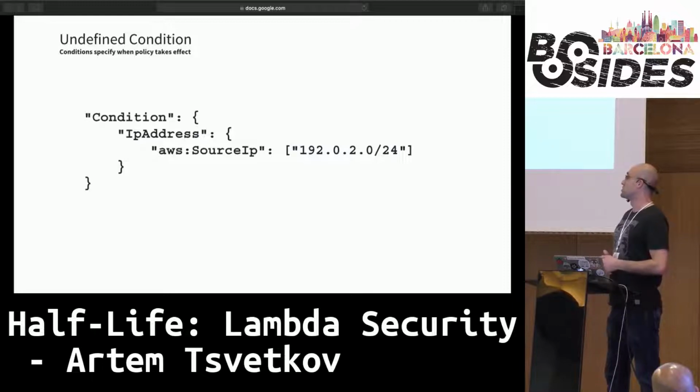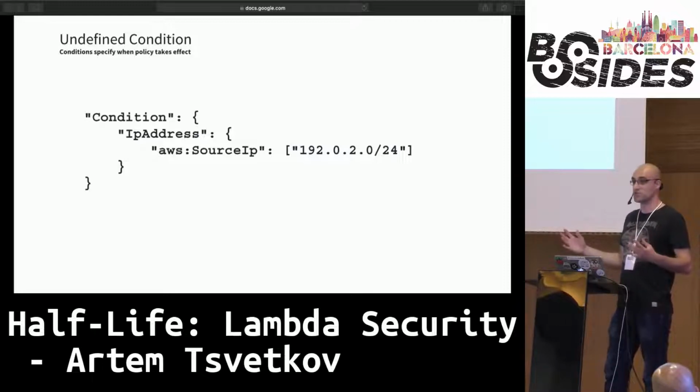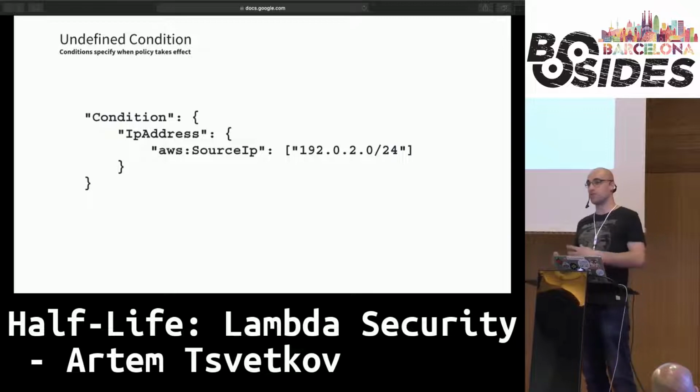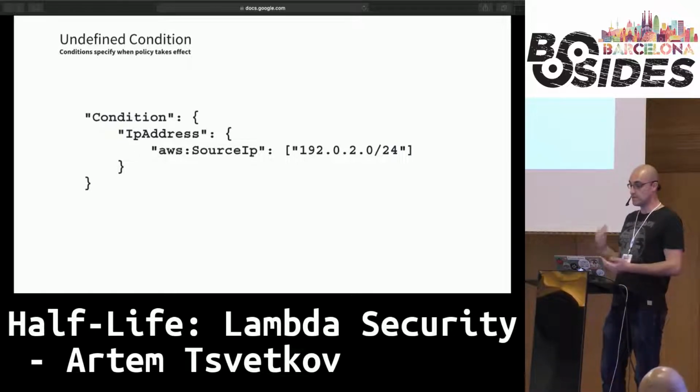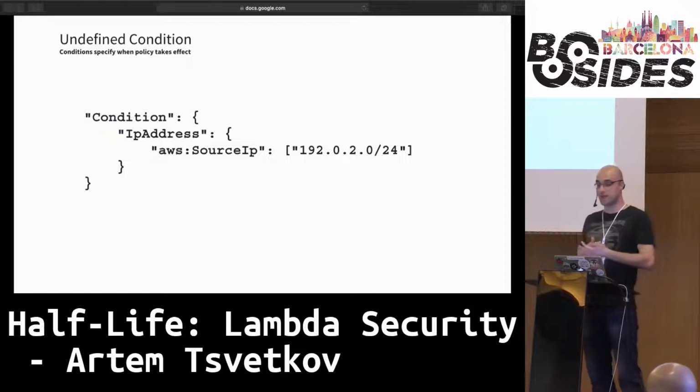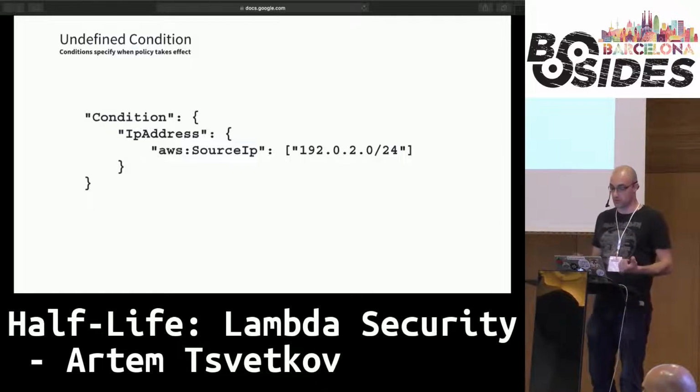So maybe, for example, you have, I don't know, a lot of services, and there's no way for you to specify all the principals one by one. So you say, okay, I allow all principals, but only from this private subnet that I have. And so that would work.